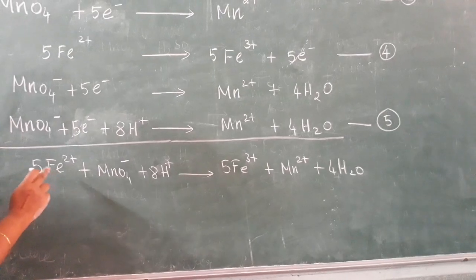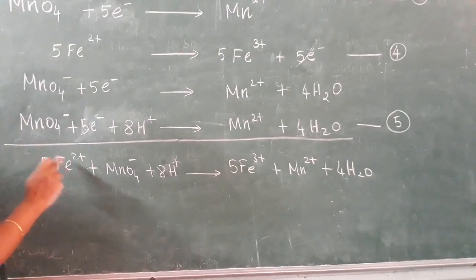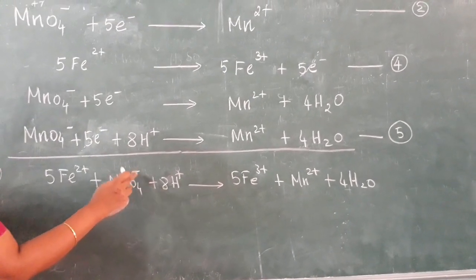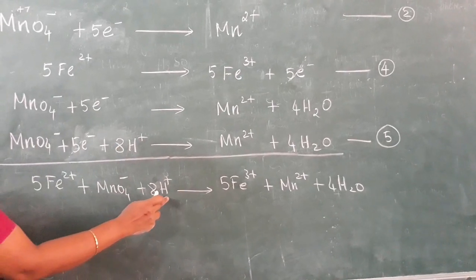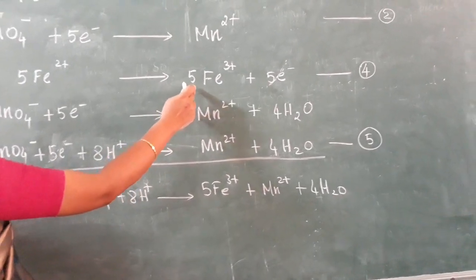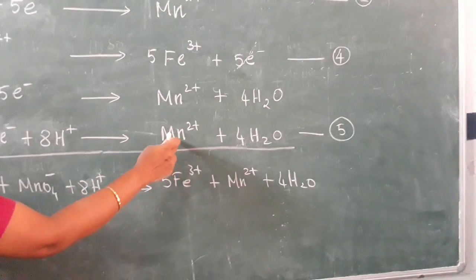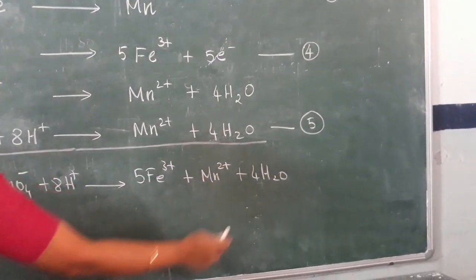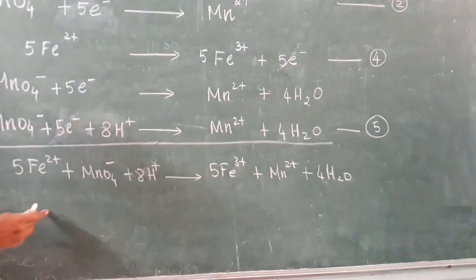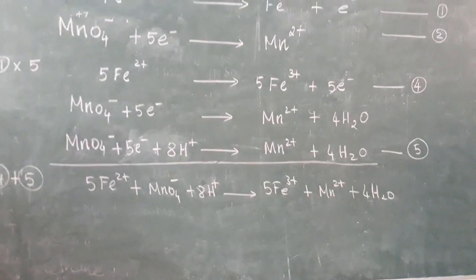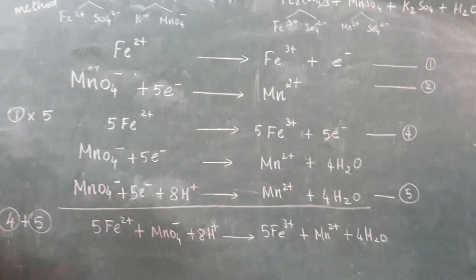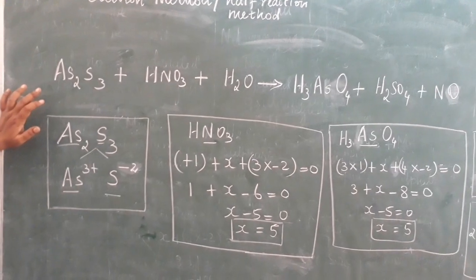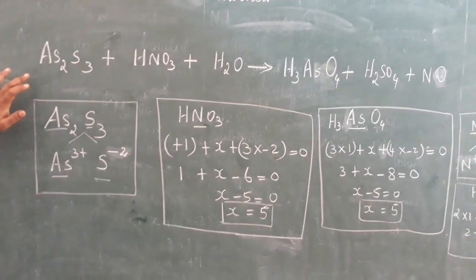Now we get only 5 moles of Fe2+, 1 mole of MnO4- and 8 moles of H+ on this side. On the other side, 5 moles of Fe3+, 1 mole of Mn2+ and 4 moles of water. So this is the balancing of a redox reaction with the ion-electron method. Now we are going to balance using the oxidation number method.